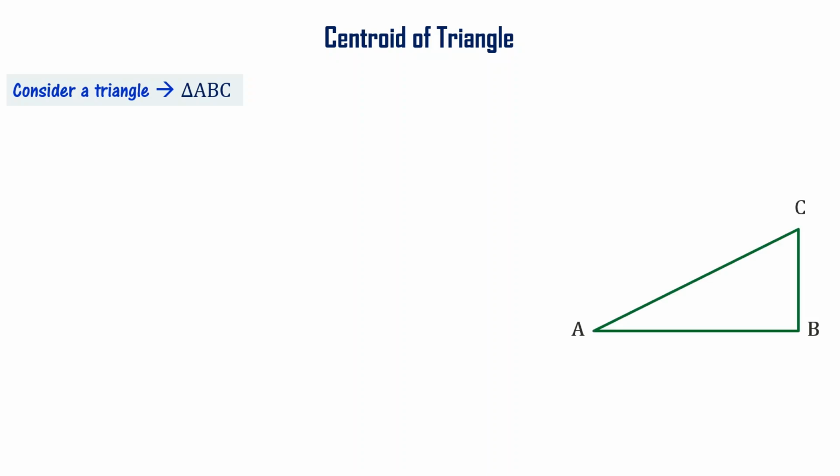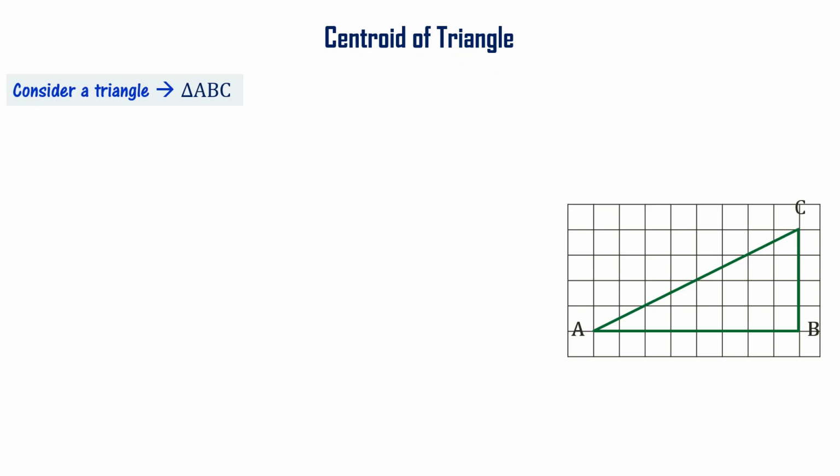Let us now learn about centroid of a triangle and how to find centroid of a triangle given the coordinates of vertices. Okay, let us consider a triangle ABC as shown here. You see, AB has got 8 units length, right? So P is the midpoint of line AB, right? Similarly, BC is of length 4 units. That's why Q is going to be the midpoint of BC.